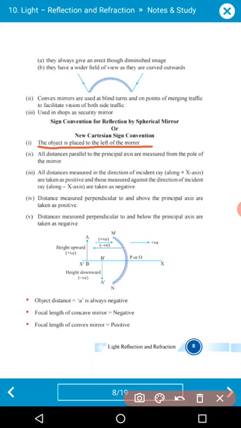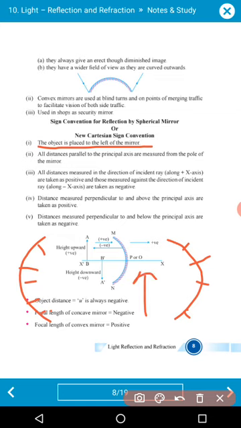Now, the first rule: the object is placed to the left of the mirror. Whenever you are dealing with a mirror, whether it is a concave mirror or a convex mirror, you have to place your object always on the left side. For example, this is your object AB. You have to put your object always on the left side of the mirror.